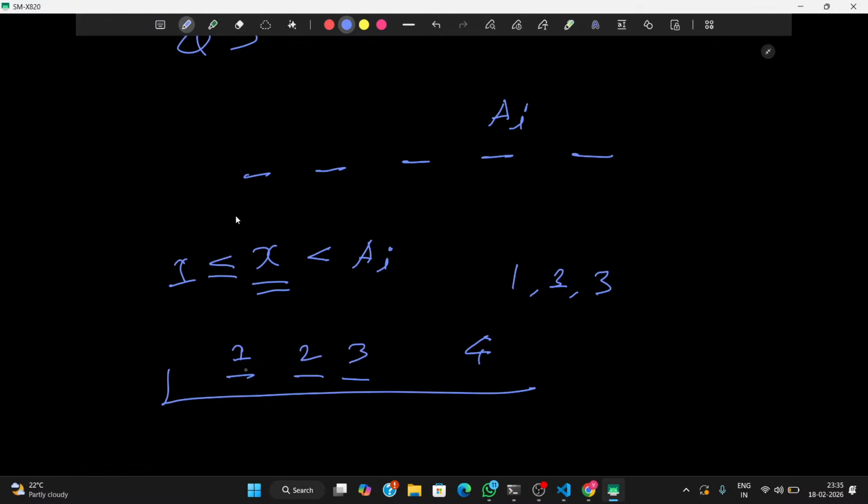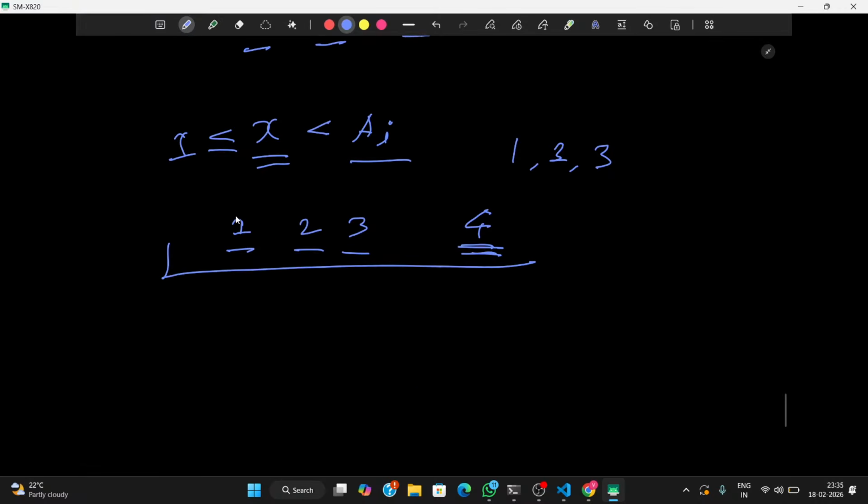At least one time 1 should occur before 4. At least one time 2 should also occur before 4. At least one time 3 should also occur before 4. That is what the question is asking, and this should be true for every index value. If we break it down further, what you will see is the first element will always be 1.